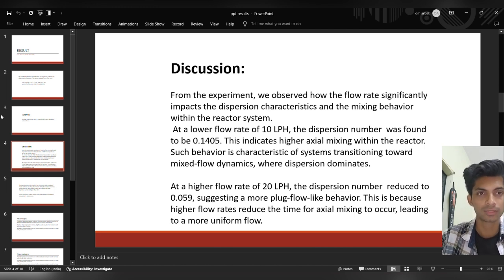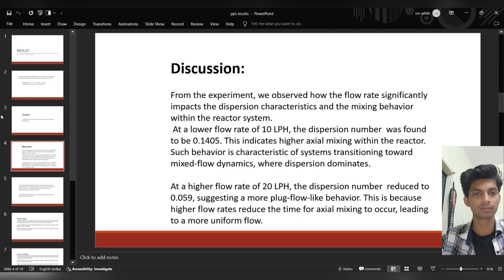So first of all, let us see the effect of the flow rate on dispersion. At the lower flow rate of 10 lph, the dispersion number was found to be 0.14059. This indicates higher axial mixing within the reactor. Such behavior is characteristic of a system transitioning toward mixed flow dynamics where dispersion dominates. At the higher flow rate of 20 lph, the dispersion number is reduced to 0.582, suggesting more plug flow like behavior. This is because higher flow rates reduce the time for axial mixing to occur, leading to more uniform flow.